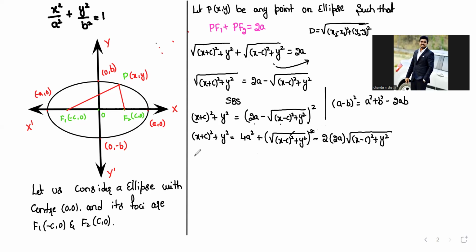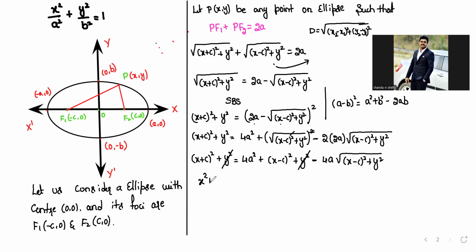So x plus c whole square plus y square is equal to 4a square plus the remaining, x minus c whole square plus y square, minus 2 into 2, we get 4a square root of x minus c whole square plus y square. We got it, the remaining thing. Now, positive sign we have. So, y square cancel. Now, observe the remaining, we can apply the a plus b whole square formula.